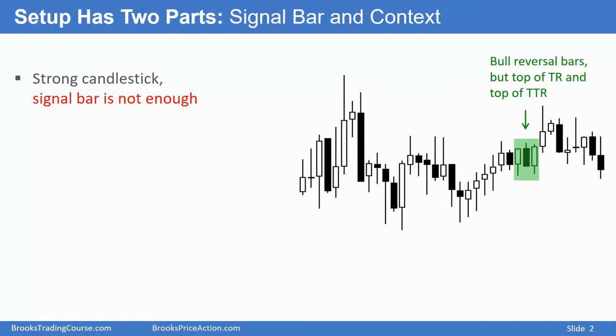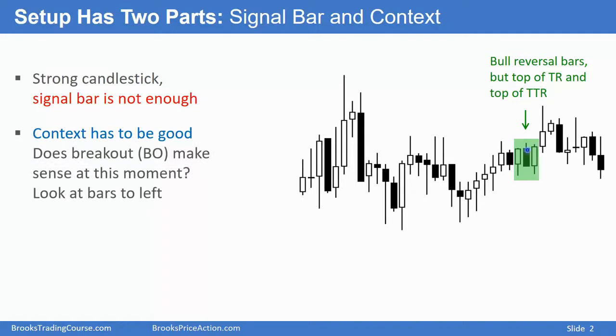When you're trading, you often see good-looking signal bars. Here's a good-looking buy signal bar. Here's another good-looking buy signal bar. Well, here's a good-looking bear bar, good sell signal bar. And a strong candlestick bar is not enough to take a signal. Here, the traders are being offered good buy signal bars, but we're at the top of a trading range, so the context is not good. In a trading range, you want to buy low, not high.